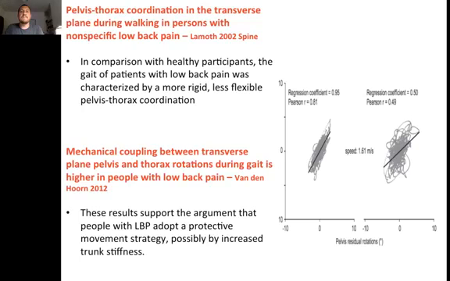And this paper was actually recreated a couple of times, once in 2002, once in 2012, and they found exactly the same thing. Here again, on the right-hand side, we can see some kinematic data. So in comparison with healthy participants, the gait of patients with low back pain was characterised by more rigid, less flexible pelvis-thoracic coordination.